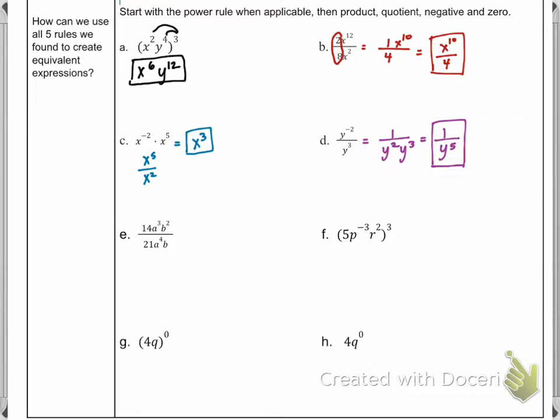You also could approach this a different way if you wanted to. You could subtract your exponents. So negative 2 minus 3 would give me y to the negative 5th. And then if you flipped that, you'd get 1 over y to the positive 5th.